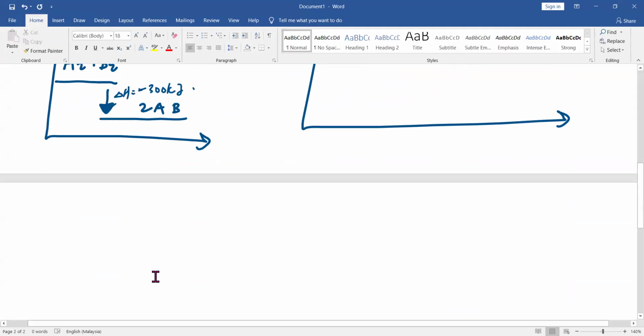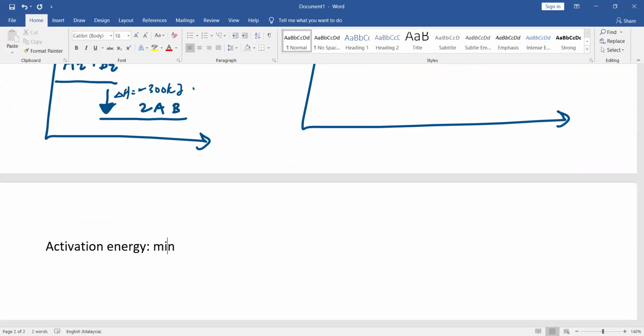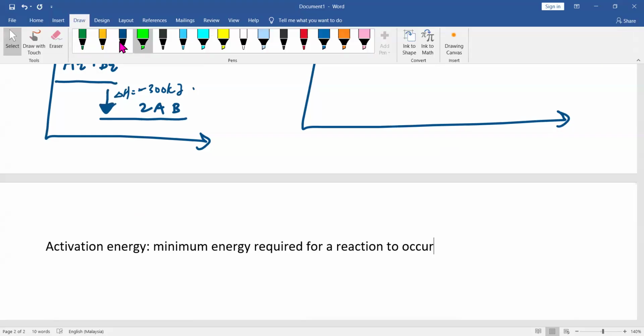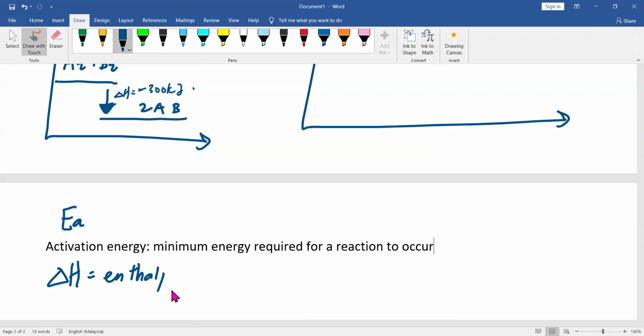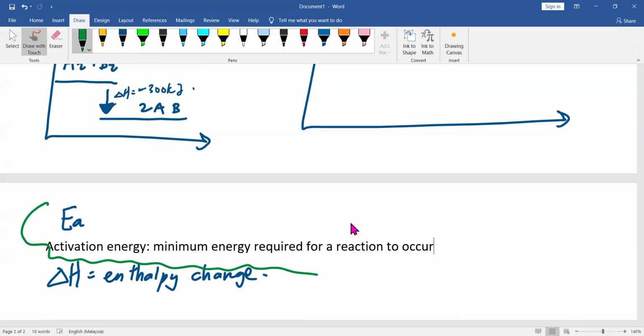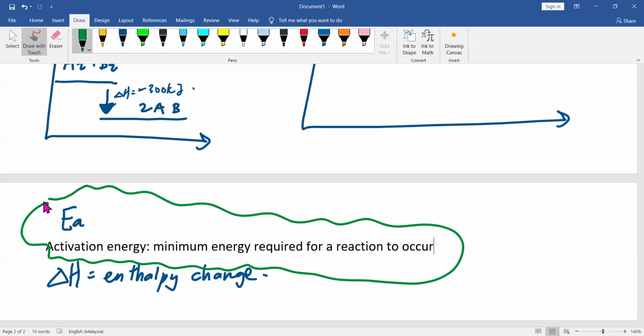So activation energy: minimum energy required for a reaction to occur. The symbol for activation energy is EA. And you all remember what delta H is? Enthalpy change. Remember that, enthalpy change. Activation energy, they always ask this definition: the minimum energy required for a reaction to occur.